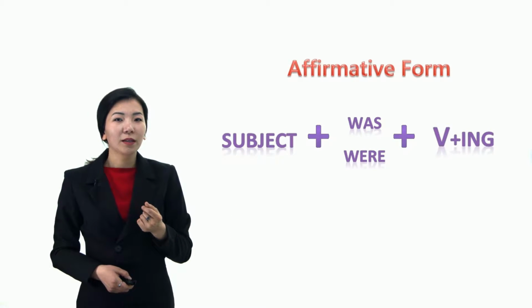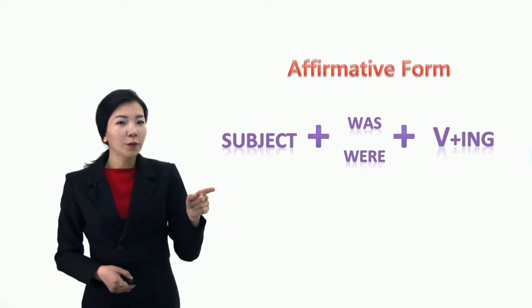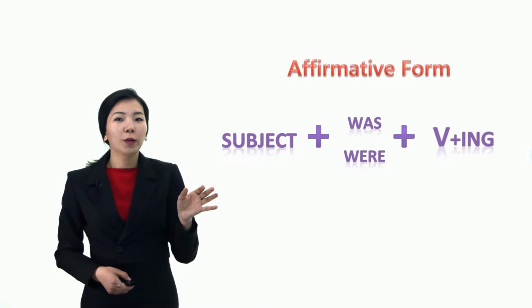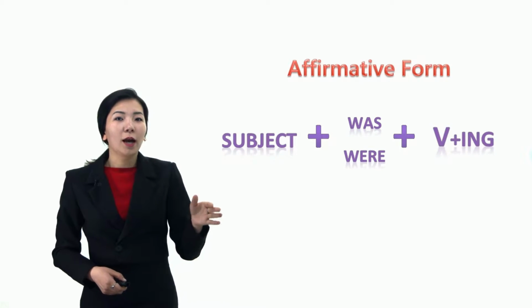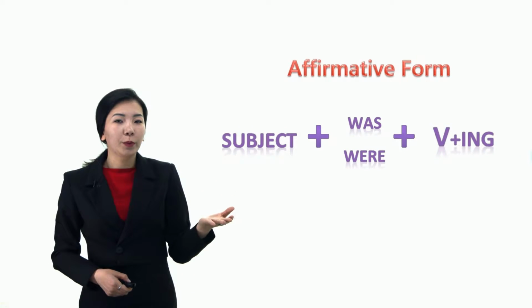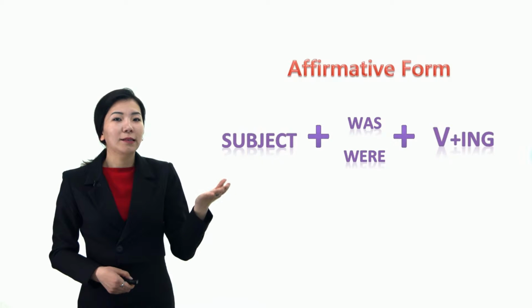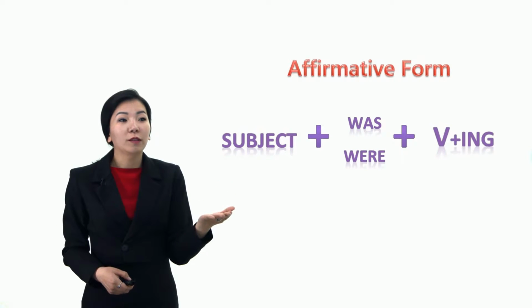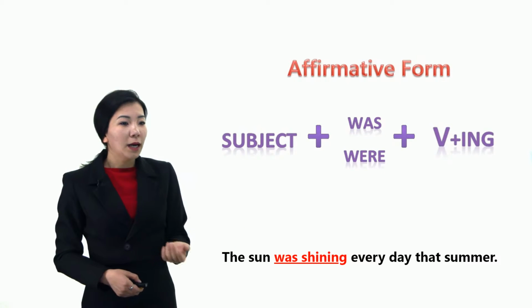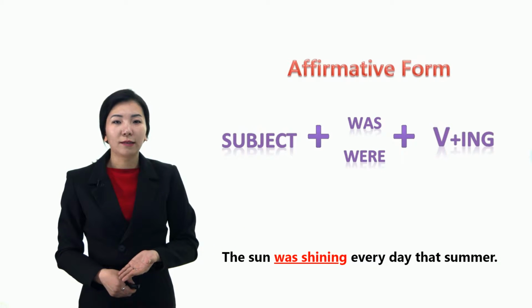Okay? As you know, the auxiliary verb was is the singular verb used when the subject is singular, while the auxiliary verb were is the plural verb used when the subject is plural. For example, the sun was shining every day that summer.